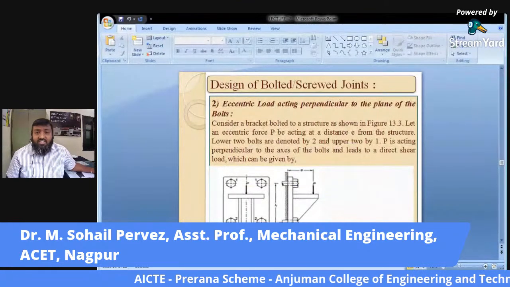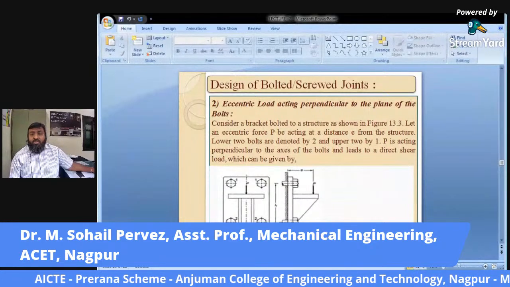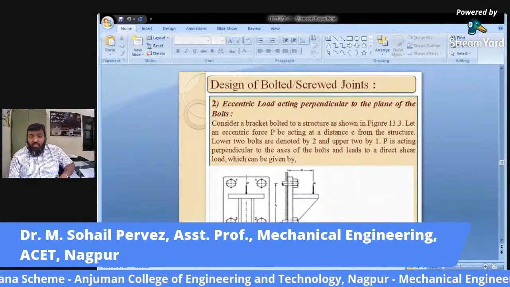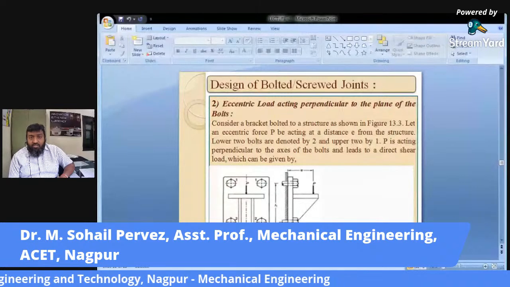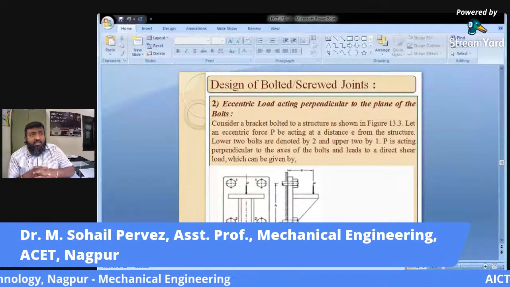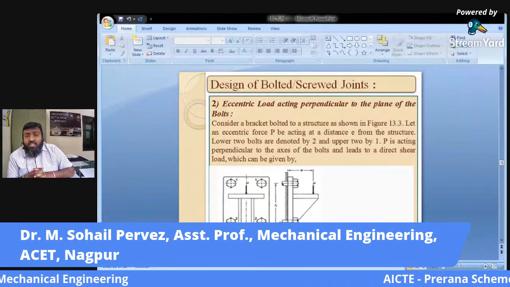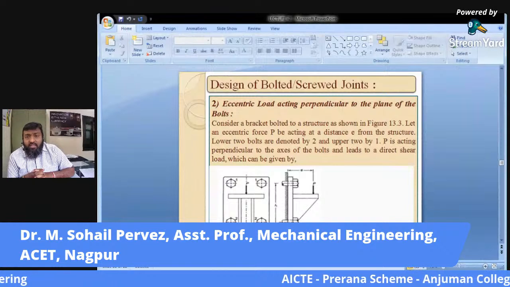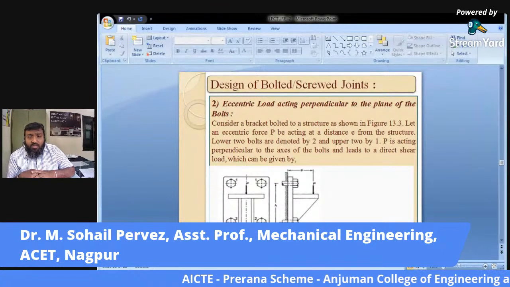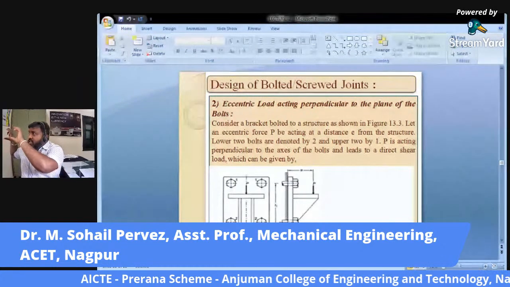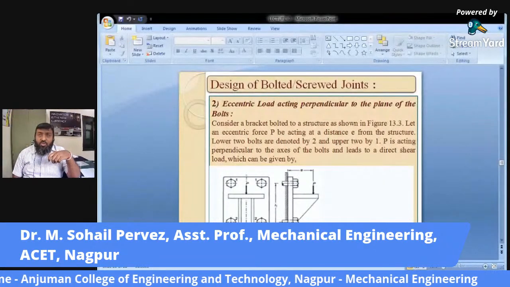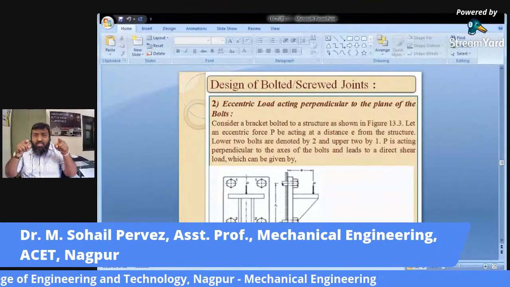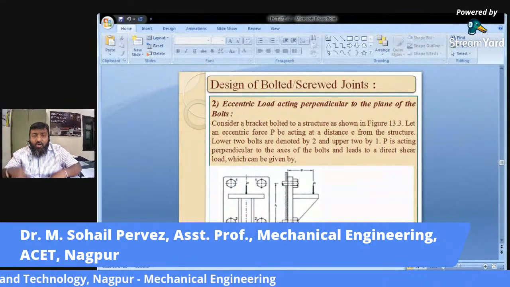Next is eccentric load acting perpendicular to the plane of the bolt. To understand this condition, think of the cloth hangers in our home, which we fix in the wall and put our clothes on, perpendicular to it. So the axes of the bolts are perpendicular to the wall.